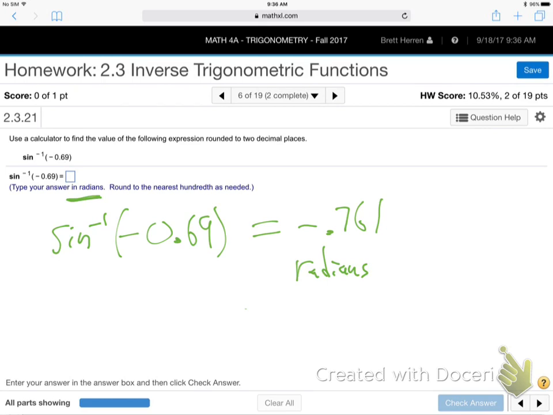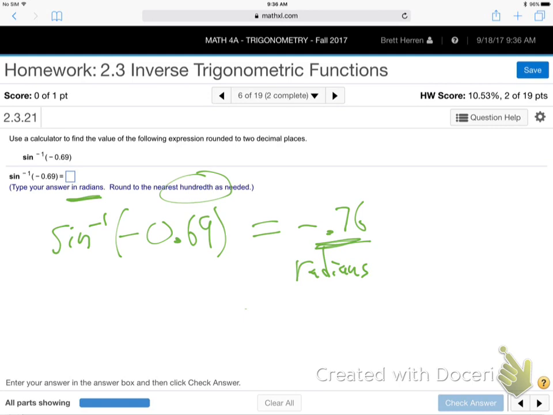Sounds right. Okay, good. Now they want me to round it to the hundredths place. 100 has 2 zeros, so 2 places. So we'll just say negative 0.76. Now, you guys are in radian mode. That's the radian, that looks about right. So there we go. Is that okay? Just making sure you're in the right mode and all that.